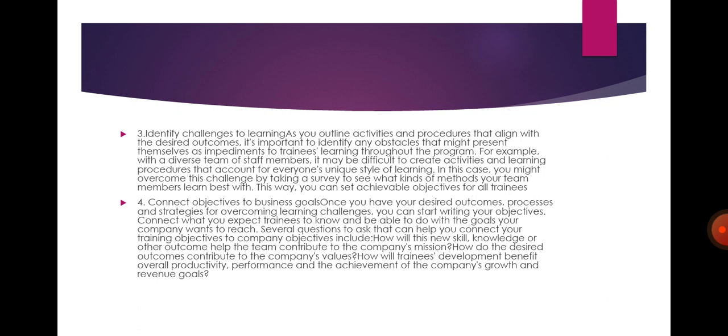Number 3, identify challenges to learning as you outline activities and procedures that align with desired outcomes. It's important to identify any obstacles that might present themselves as immediate impediments to trainee learning throughout the program. For example, with a diverse team of staff members, it may be difficult to create activities and learning procedures that account for everyone's unique style of learning. In this case, you might overcome this challenge by taking a survey to see what kinds of methods your team members learn best with.